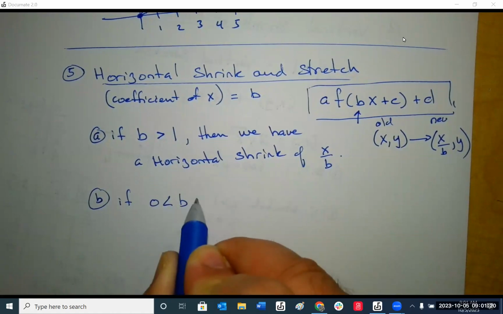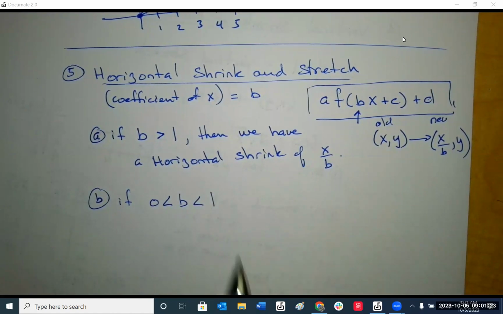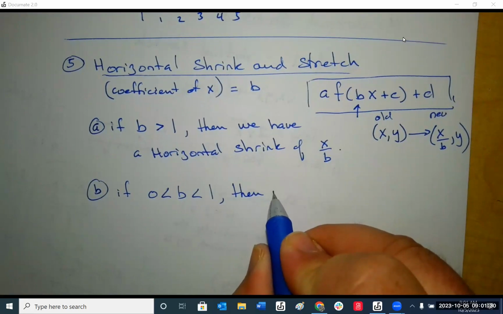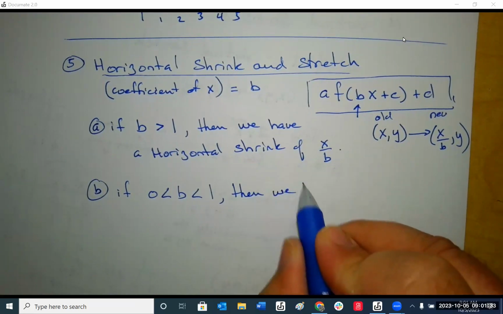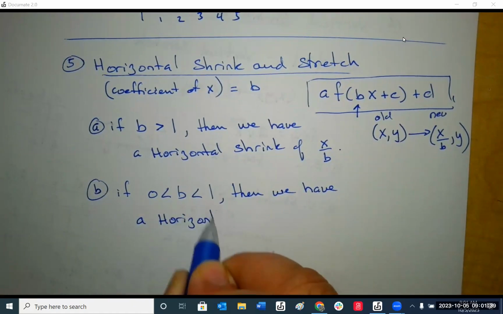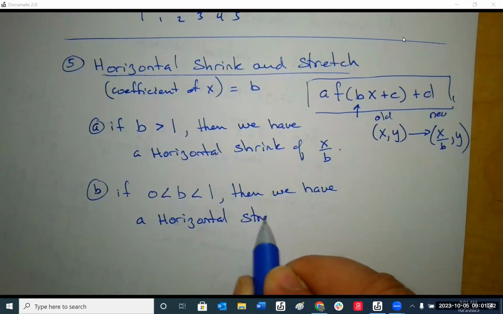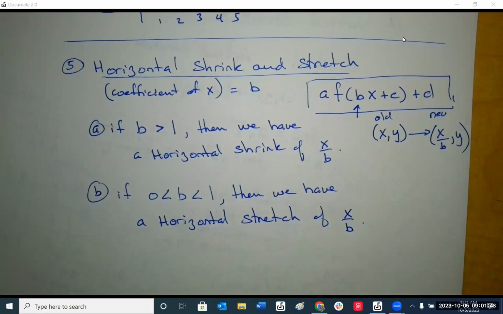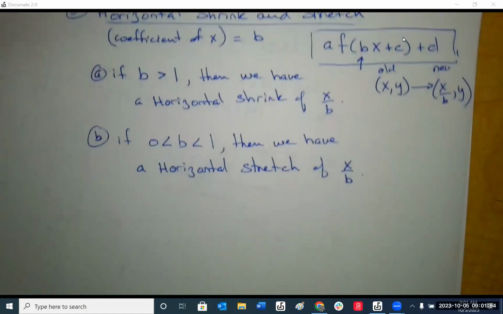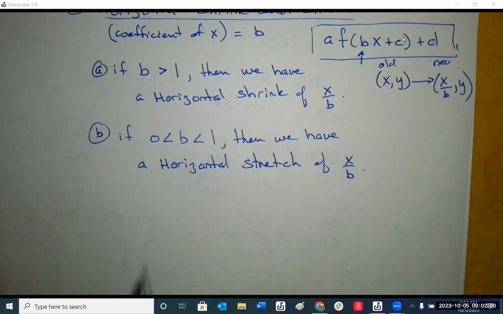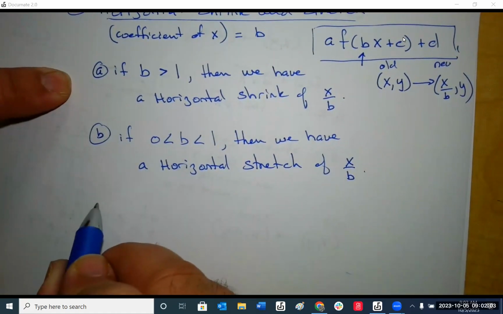If B is a fraction, then we have a horizontal stretch of x over B. Now that's going to look strange, because they're saying, but they're exactly the same things. But they're not. Let's look at this one.